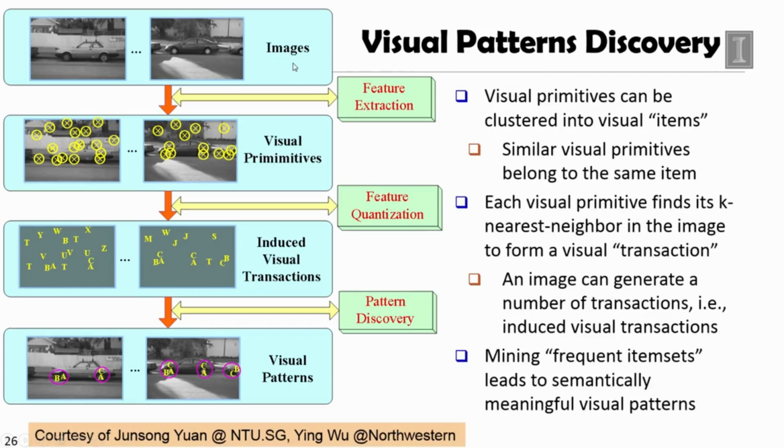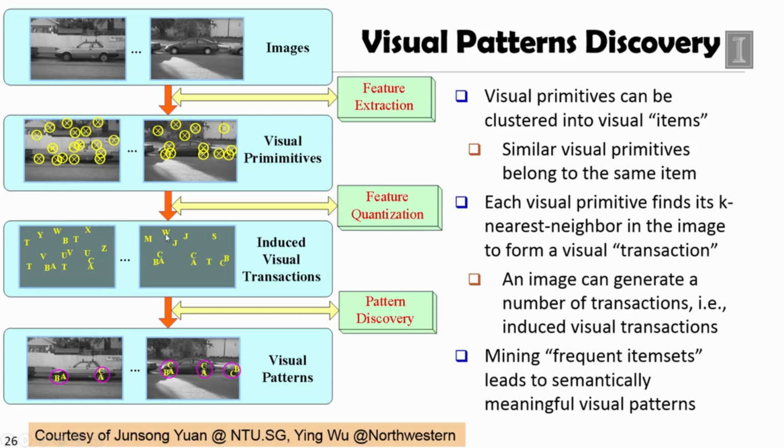For visual pattern discovery, from these images we can use feature extraction to extract lots of high dimension features. They form visual primitives. Those visual primitives can be clustered based on their feature space. They may cluster into visual items. If visual items are similar, then they belong to the same item, and you can map them into an item ID. For example, you can map this feature into W, and maybe another picture has a similar one, which we also call W.